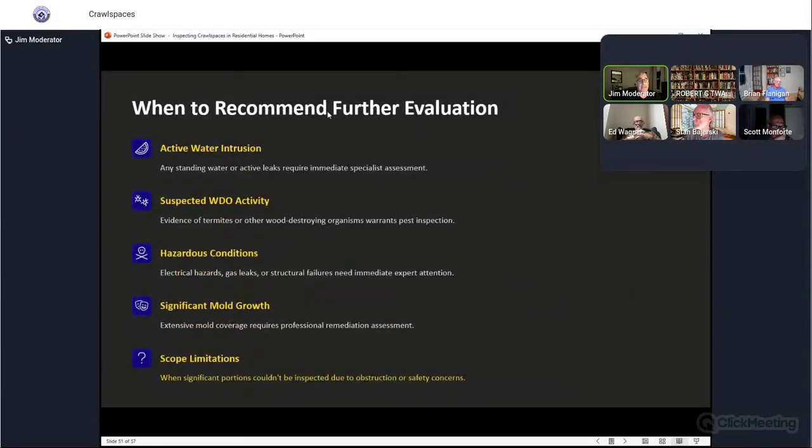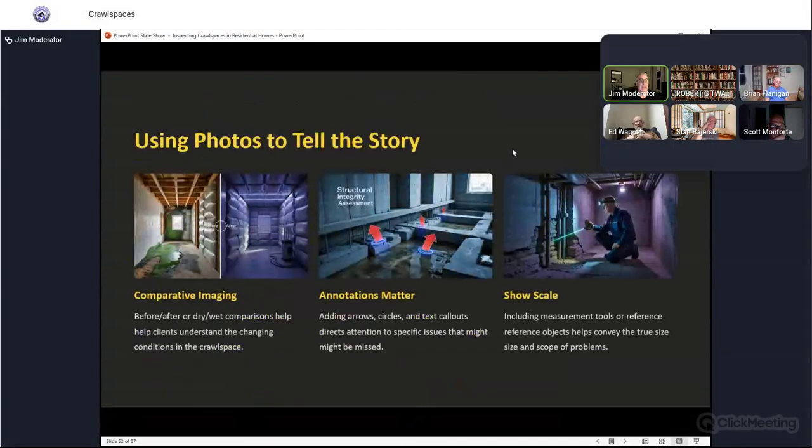Agreed. When to recommend further evaluation. Again, active water intrusion, termite, hazardous conditions, significant mold growth. And you want to use your photos to tell the story. Comparative imaging, what's good, what's bad. Put your little annotations in there if your software allows, to point out the problem. And sometimes you need to show scale. Taking a picture of a crawl space that looks 100 feet down, maybe they don't get the idea of what's going on and how big the situation is there or how deep it goes.